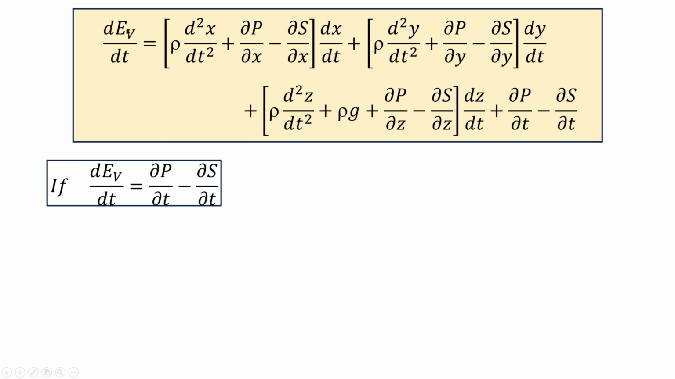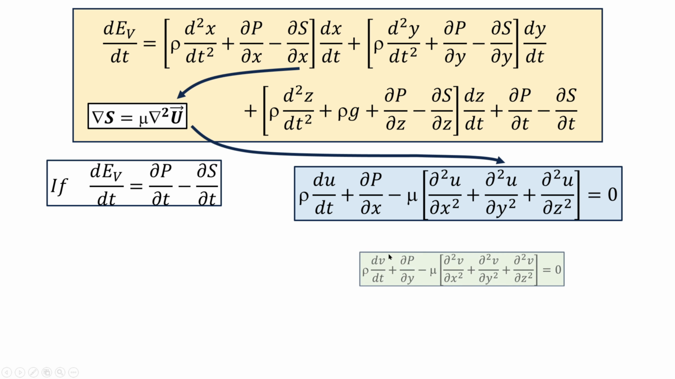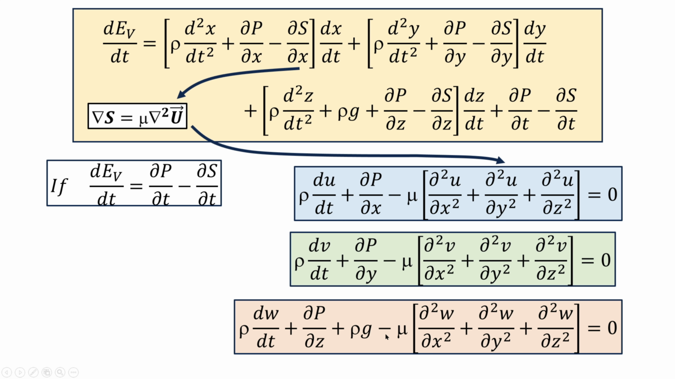If we assume the total time derivative at each point is equal to the local or partial time derivative of the pressure and stresses, like here, if dEV by dt is del P by del T minus del S by del T, then all these terms inside the square brackets become 0, because the whole equation becomes 0. So we get this equation. This is the x component of the Navier Stokes equation. Similarly, we get the y and z components. The z component here has an extra g term due to acceleration due to gravity.